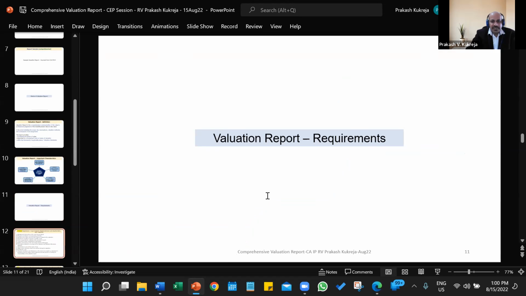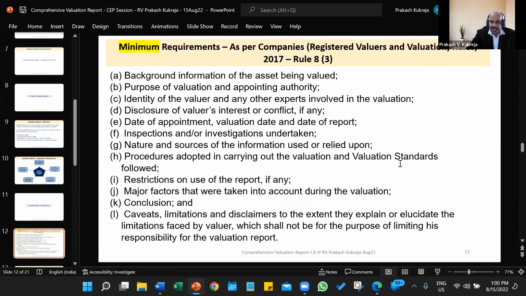Valuation report requirements. So again, we have discussed this. I'll not get into details, but specifically as per Rule 8, these are the minimum requirements. So whenever you're doing a valuation report, please ensure that you have these 12 specific points.